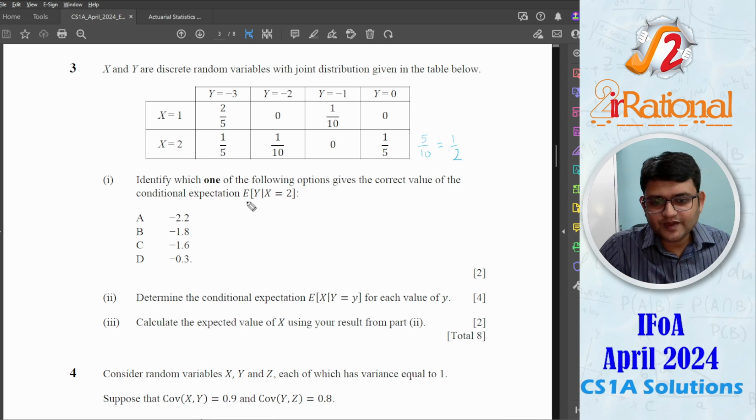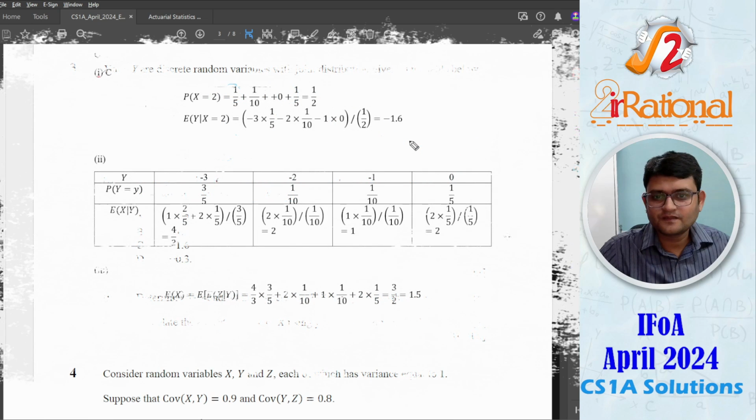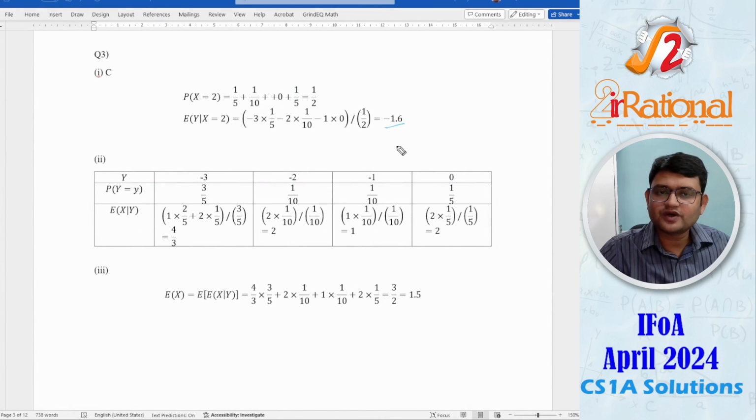Then for the expected value of Y given X equals 2, you will say Y is minus 3 into this probability, minus 2 into this probability, minus 1 into this, 0 into this. Add them up and then divide by this 1 by 2, that is the probability of X equals 2. That gives me minus 1.6, that is option C.